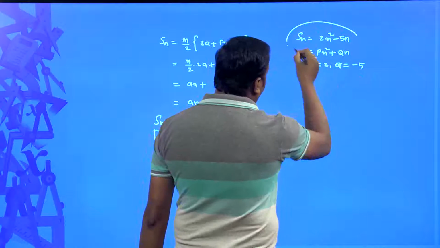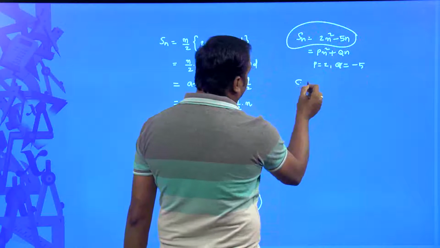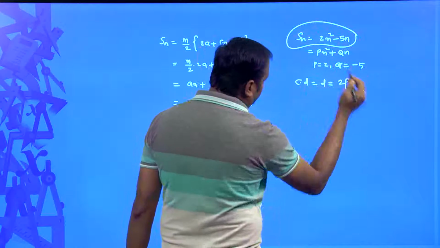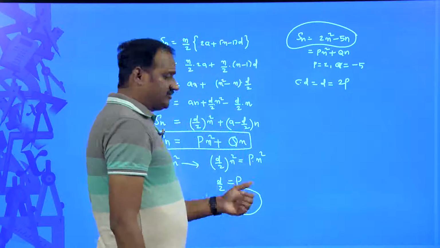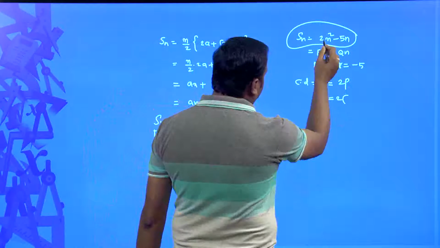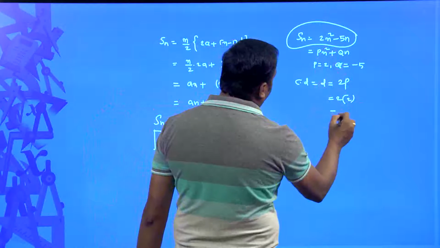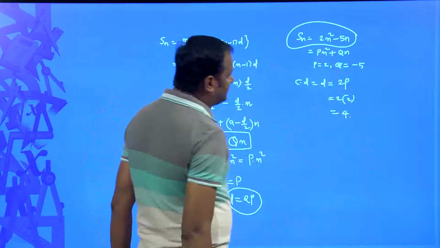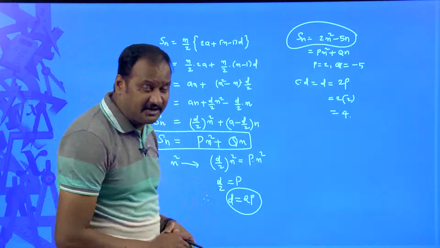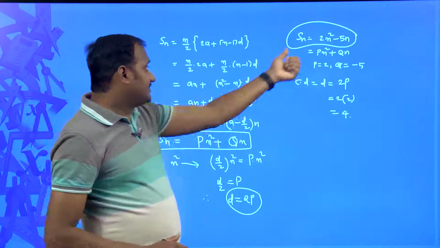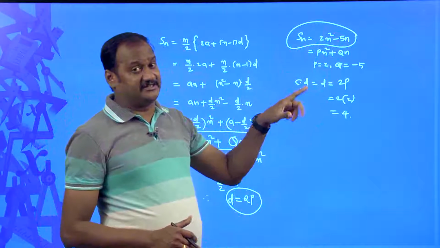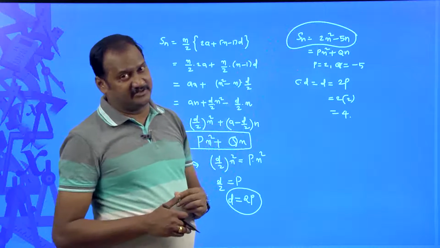What is the common difference of this arithmetic progression? The common difference d is equal to twice the coefficient of n square. p is equal to 2, right. So, 2 into 2 is equal to 4. This way you can easily figure out the common difference of the arithmetic progression when the sum to n terms of the arithmetic progression is given. This is not the nth term, this is the sum to n terms of an arithmetic progression.